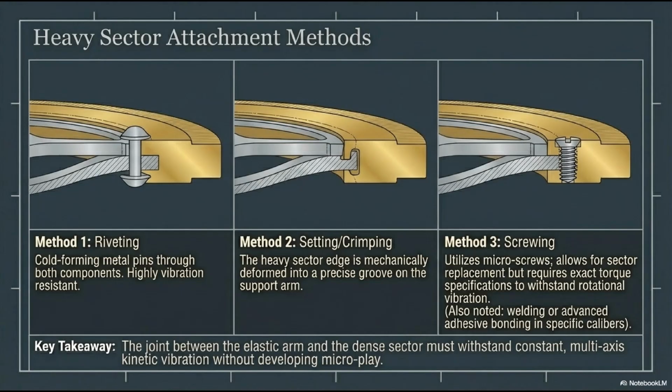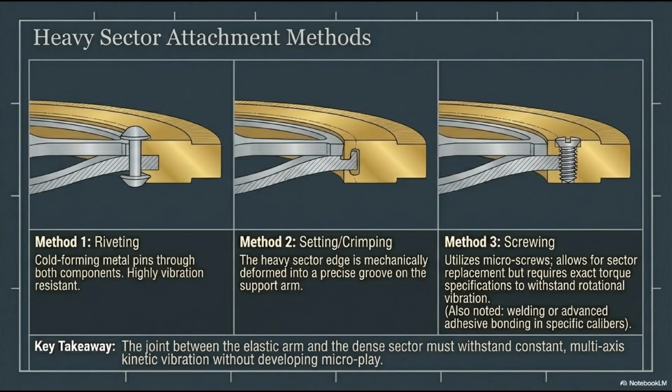Because the rotor arm is flexing and bouncing, while the heavy sector is violently pulling, the joint between these two different metals is subjected to immense stress. How do we attach the heavy sector to the elastic arm without it shaking loose over millions of cycles? There are three primary methods used in the industry. Method 1 is riveting. Here, metal pins are driven through both components and cold-formed, or crushed, to bind them. It is exceptionally highly vibration-resistant and permanent.